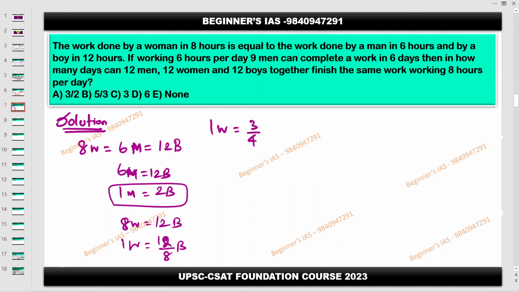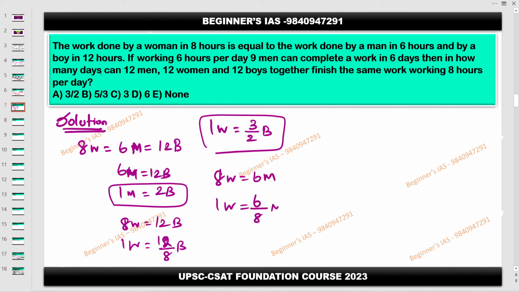8 by 12, so therefore 1 woman is equal to what? 3 by 4 men. Sorry, not 3 by 4. So 3 by 2, sir. Yes, 3 by 2 boys. Then in a similar way, with the men, 8 women is equal to 6 men, then 1 woman is equal to 6 by 8 men. So this is equal to 0.75 man. Yes, 0.75, correct.